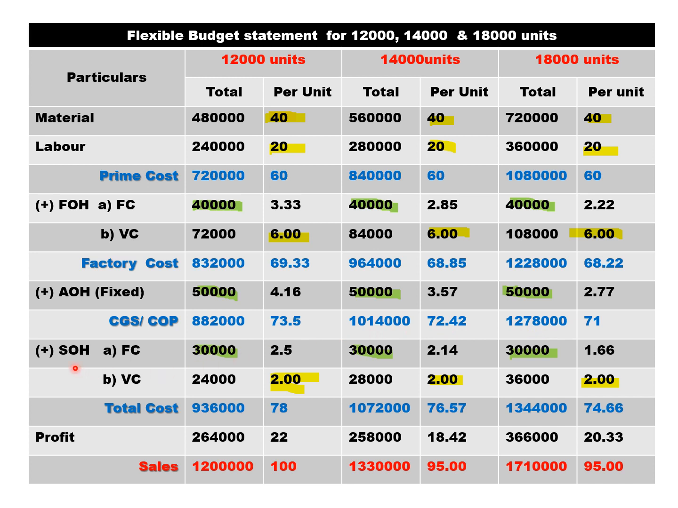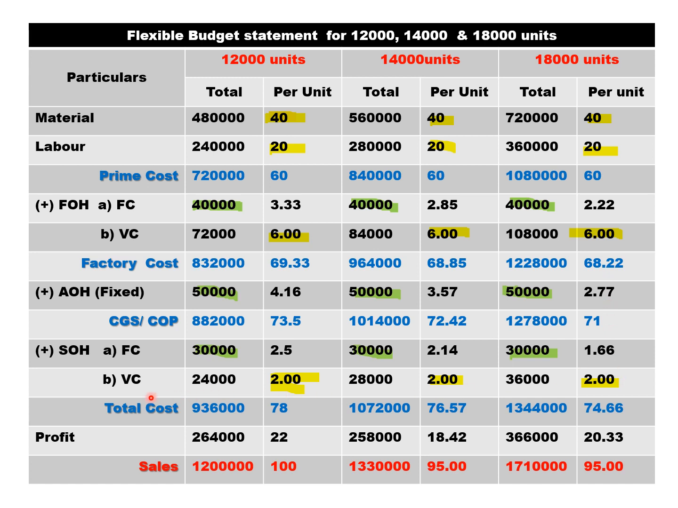Next, add selling overheads. As information given in the question, selling overhead 60% is fixed and remaining 40% is variable. So we already did this working note in the previous slide. So fixed total is constant, 30,000 at 12,000 units, 30,000 at 14,000 units, 30,000 at 18,000 units. It will remain same. So 30,000 divided by 12,000 is 2.5. 30,000 divided by 14,000 is 2.14. 30,000 divided by 18,000 is 1.66.